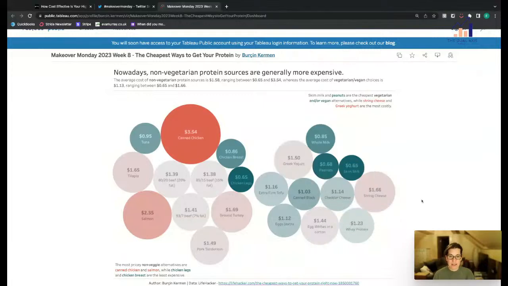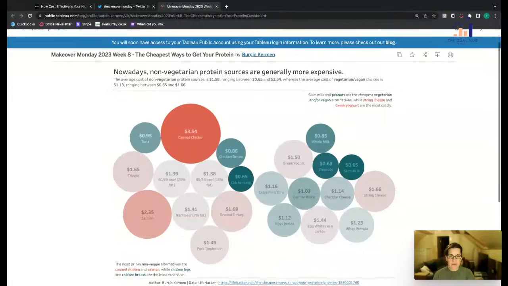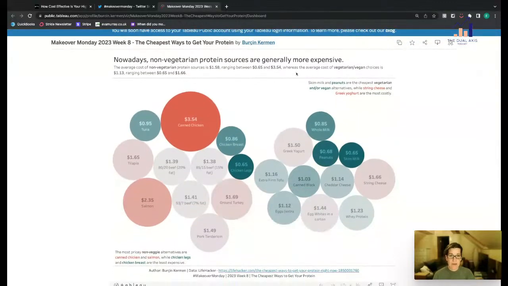So these are not meat, and then you have blue things that I thought maybe those are the veggie ones. There's peanuts, yep, but then there's also chicken legs. So here it says skim milk and peanuts are the cheapest vegetarian and/or vegan alternatives, but chicken legs is the same color as vegan. So you've done your colors based on the price, but that's very confusing because you're also highlighting in color the types or the categories of food. So color has 2 meanings, and that's just too confusing.